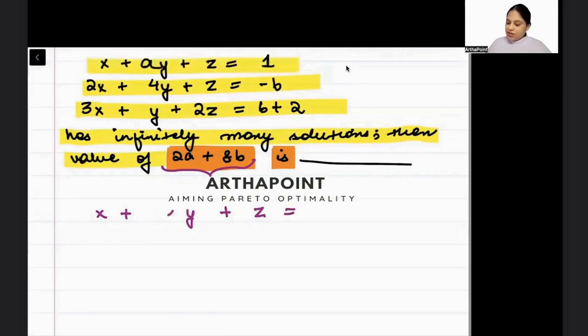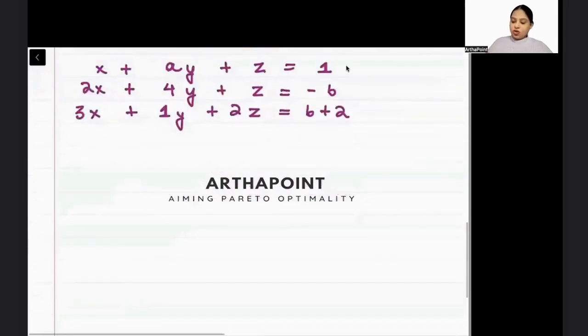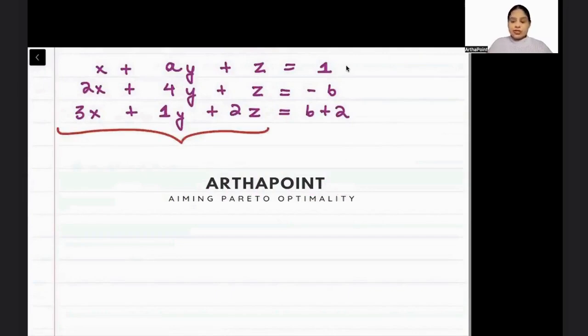x plus ay plus z is equal to 1. 2x plus 4y plus z is equal to minus b. 3x plus 1y plus 2z is b plus 2. But we know for infinitely many solutions, the determinant of this matrix should be 0.